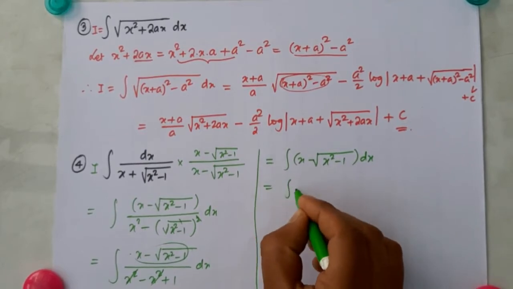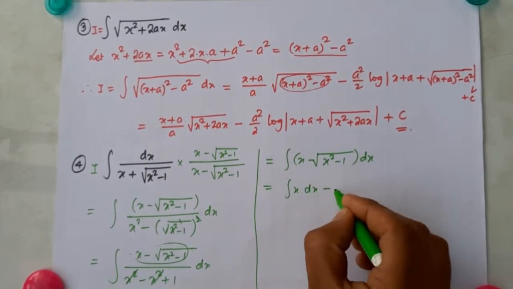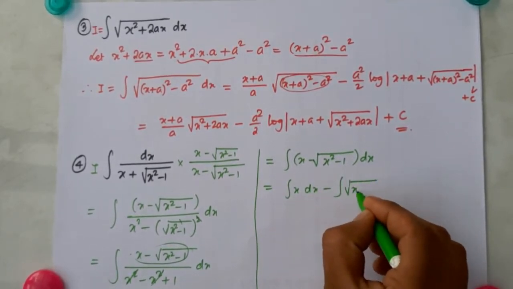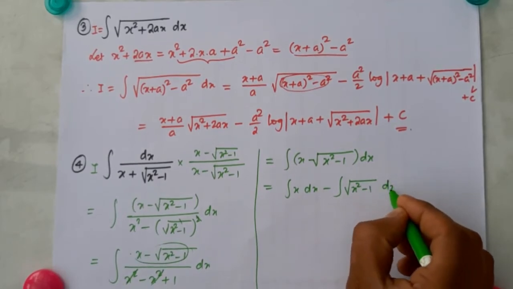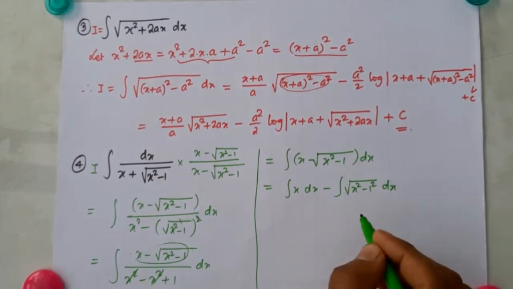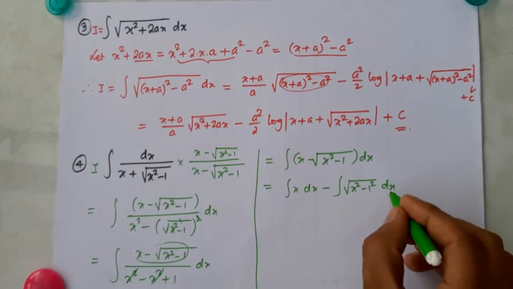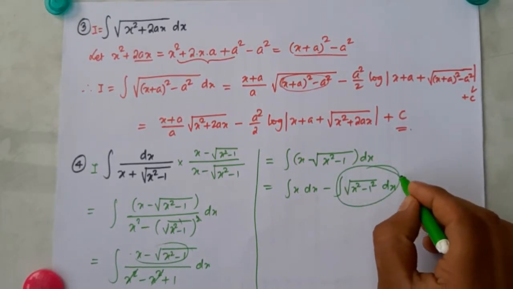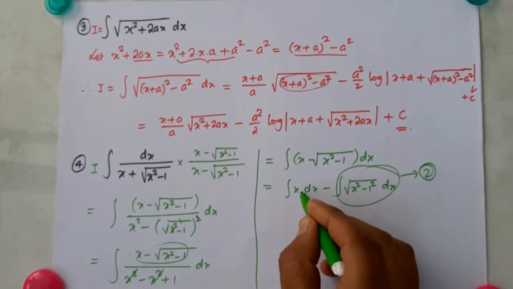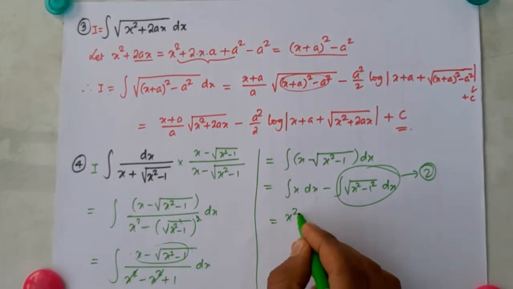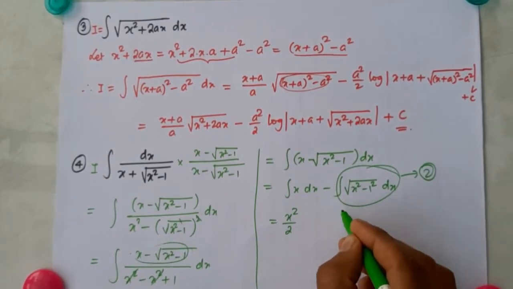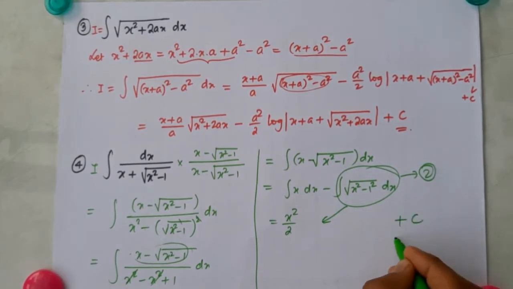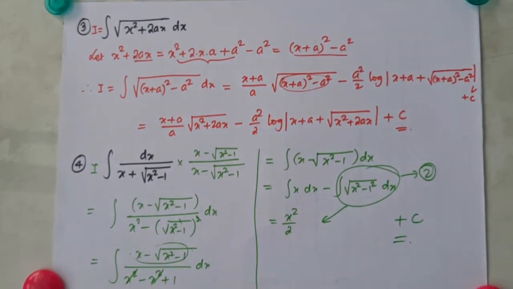So this can be written as integral x dx minus integral square root of x square minus 1 dx, isn't it? And this 1 can be written as 1 square. Now, out of those 3 standard integrals, this falls under the second category, and this is very simple. This is just x squared by 2. Put the formula for this out here and put a constant of integration. That will give you the answer for this particular question.